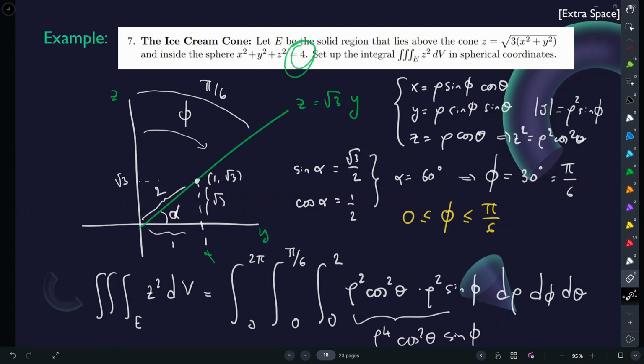Yes. It would still be, there would be a function of theta, which is just 1, times a function of rho, which is rho to the 4, times a function of phi, which is cosine squared phi sine phi, which actually is even easier than just cosine squared, because a u substitution would do that pretty easily.